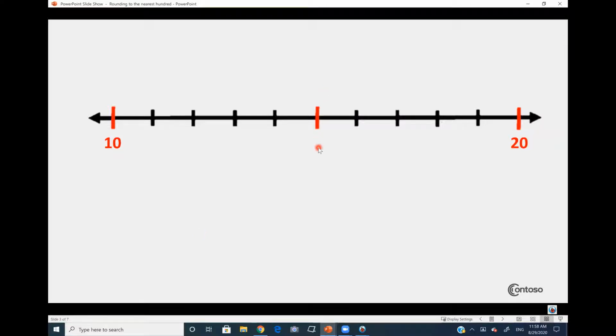And now it's time to find the midpoint. The midpoint is the number right in the middle of the two benchmark numbers. In this case, it's going to be 15. And to make it more accurate for you to find which one is the closest 10, we're going to find the other missing numbers on our number line. In this case, the numbers I just placed on the number line here.